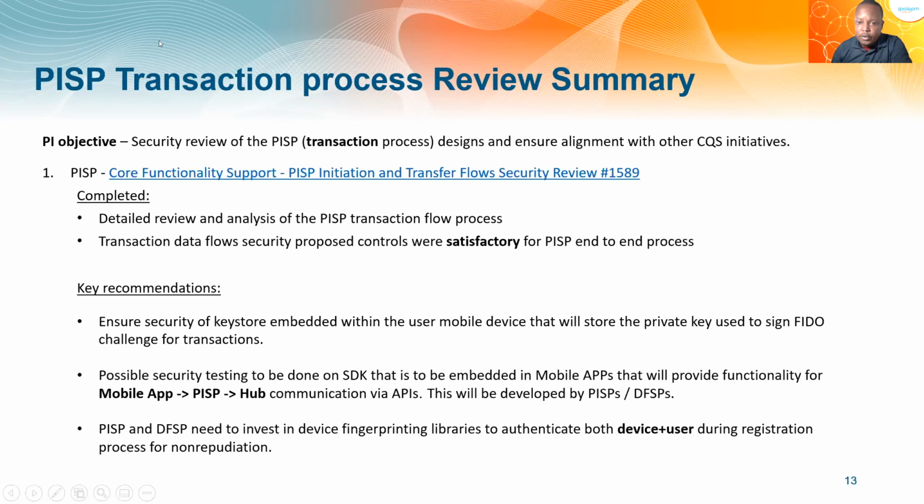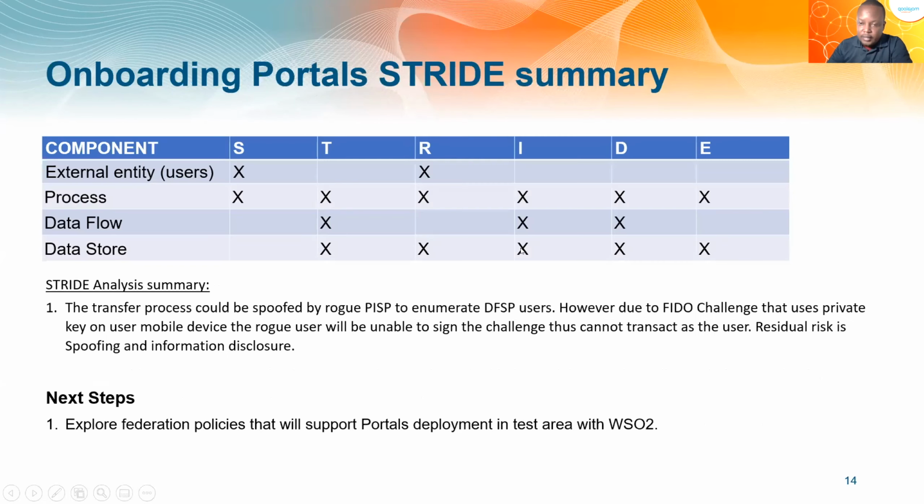And then we also recommend that the PISP and DFSP invest in device fingerprinting technology so that they're able to actually, upon the linking process, lock down the device that the user has. In the event the device changes, then they should be able to note that and apply further security authentication to ensure that the person holding the device is actually the user who conducted the linking process and is now trying to transact. Next.